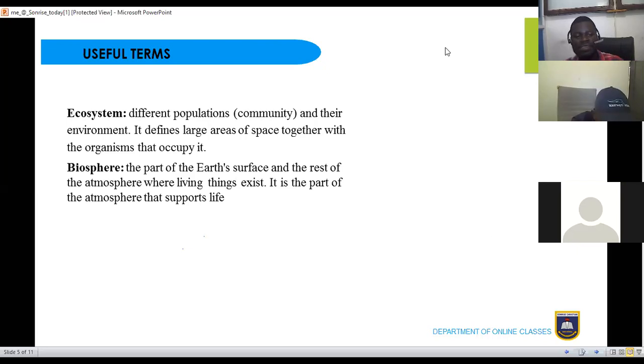Okay, let's look at the biosphere. Now, the biosphere is the part of the atmosphere that allows for life. So the part of the surface of the earth where living things exist. The part of the earth where you can find living things. So the part of atmosphere that supports life. Which part of the atmosphere supports life? We can mention land, which is what we call the terrestrial habitat. We can mention water, which makes up the aquatic habitat. Then, of course, we can mention some parts of air, which makes up the arboreal ecosystem or habitat.